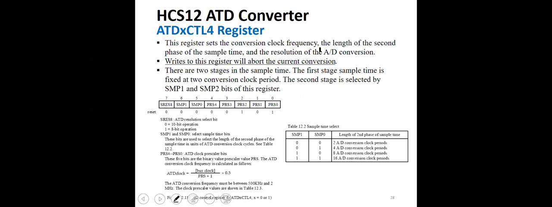This register is very important, we said. It has to do with the resolution of the result, the prescaler for the clock, which is needed to specify the A to D clock, which is derived from the bus clock, which is half the bus clock divided by the prescaler plus one, and also two important bits which specify the length of the second phase of conversion. How long is the second phase of the acquisition time, which is specified in cycles. It could be 2, 4, 8, or 16.